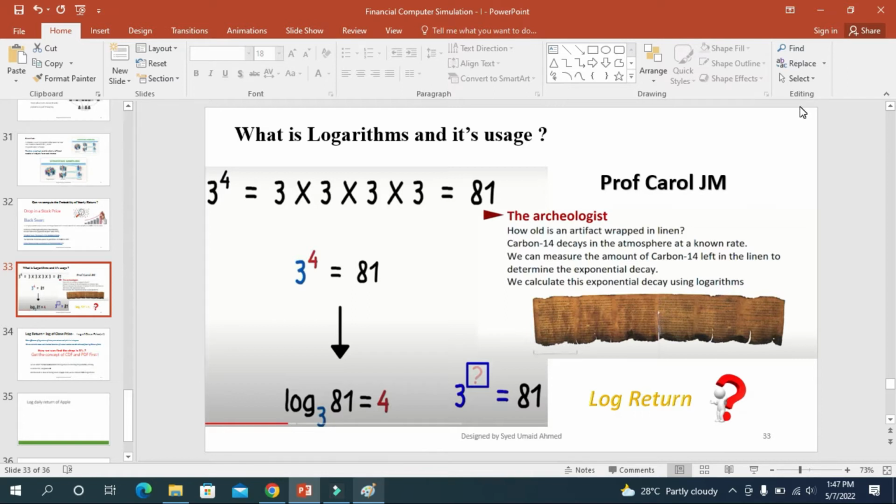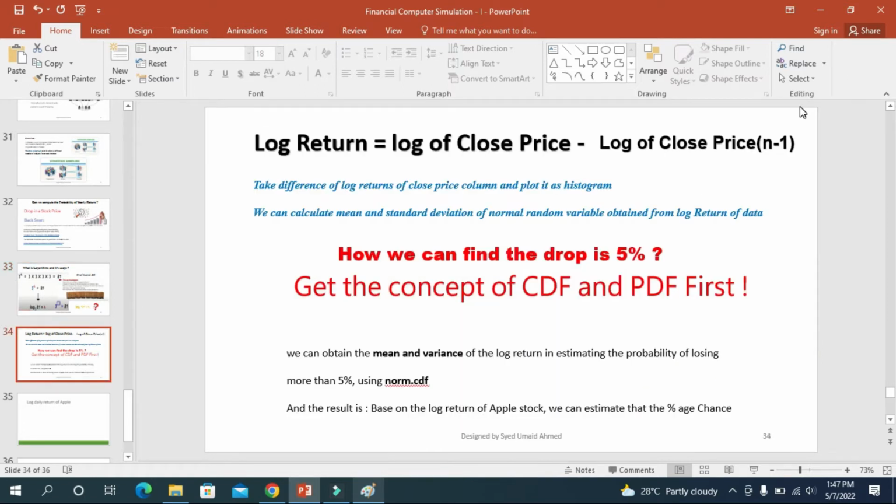We started our talk from return, then we went towards logarithm and its actual implementation. Now I am moving towards my actual concept, that is log return. Before moving to the concept, I want to tell you the formula of log return. Log return in stock is the logarithm of the close price relative to the logarithm of the close price of the previous day.